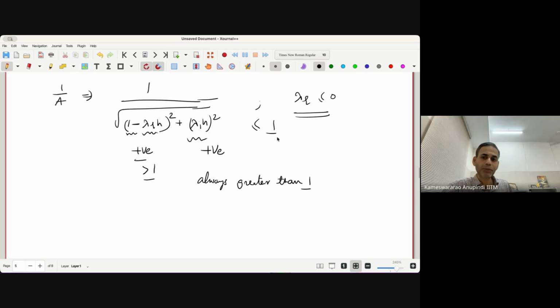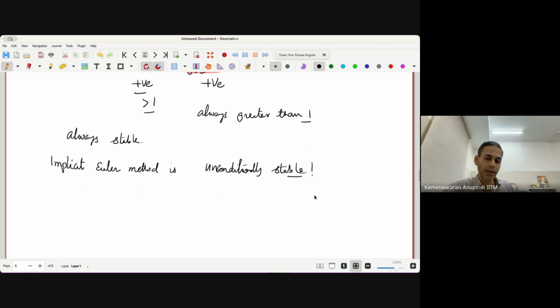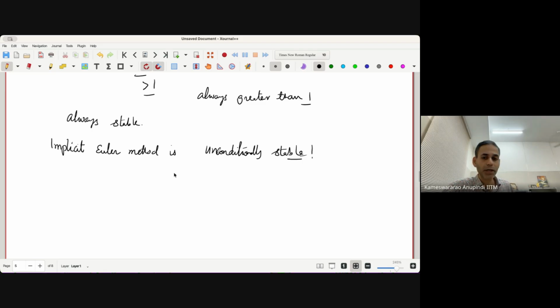That means for all values of lambda r, for all negative values of lambda r, and for any value of lambda I h, the implicit Euler method is always stable, right? This is always stable. That means the implicit Euler method is unconditionally stable. Okay. That means you can take larger delta t than what you have taken for the explicit Euler method.